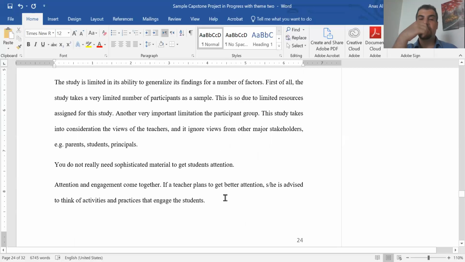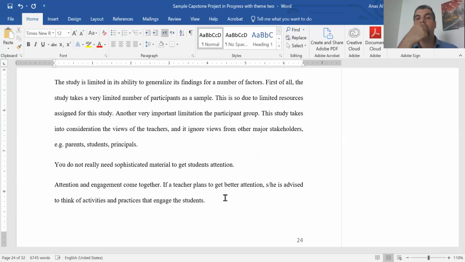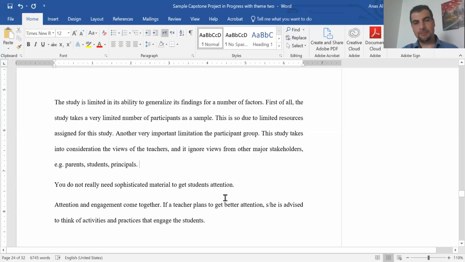So here are two limitations. Can I think about anything else? Of course, there could be a long list of issues that limit your study. Okay, now I'll introduce one major limitation actually, and it's really timely. And I want to jump with this limitation to the challenges.